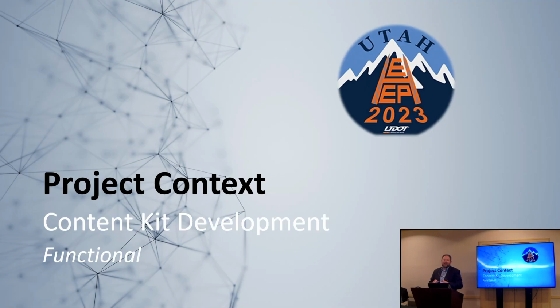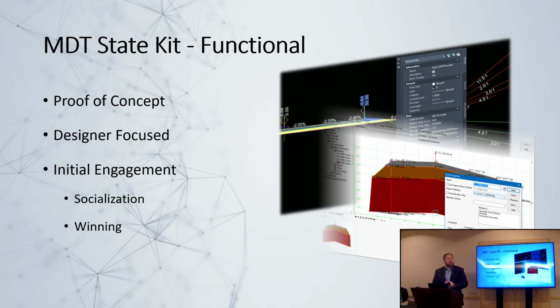A little bit more context here. What we did then is we actually needed to do a proof of concept. So we did the first of two content kit development cycles. We're going to call this the functional kit, and it really was a proof of concept.